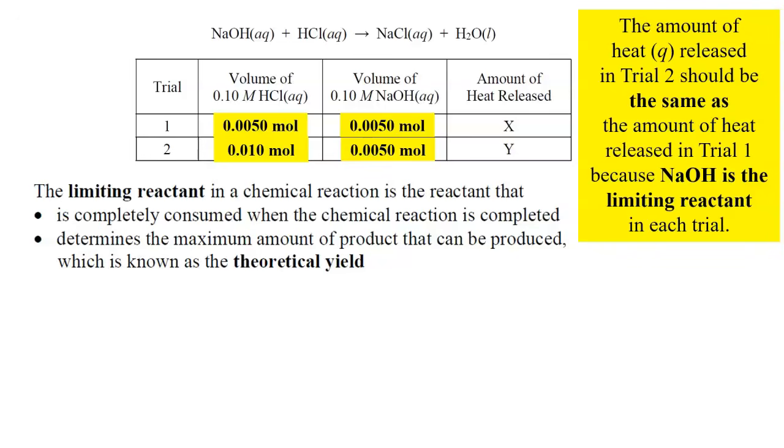There's simply the same amount of moles of each, and that matches the 1-to-1 mole ratio in the balanced chemical equation. But when we go from trial 1 to trial 2, because they only doubled the amount of hydrochloric acid, but they did not change the amount of sodium hydroxide, then that sodium hydroxide is going to be the limiting reactant, which limits how much heat is produced. So the amount of heat released in trial 2 should be the same as the amount of heat released in trial 1, again, because sodium hydroxide is the limiting reactant.